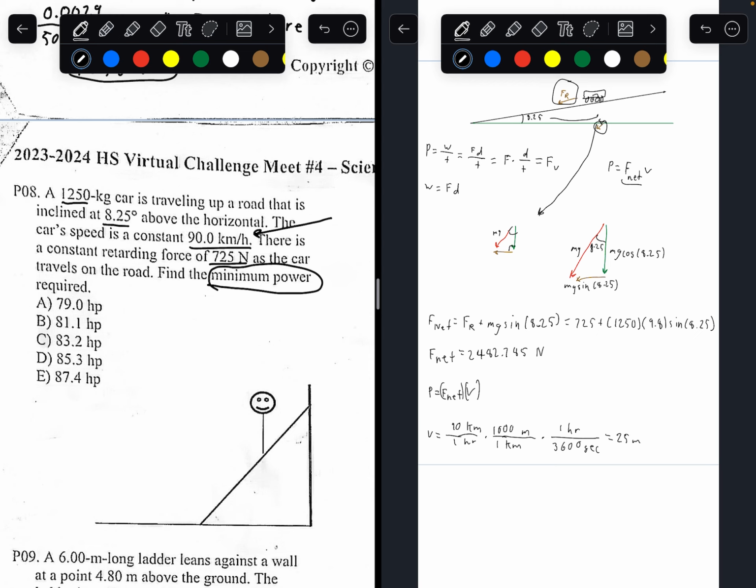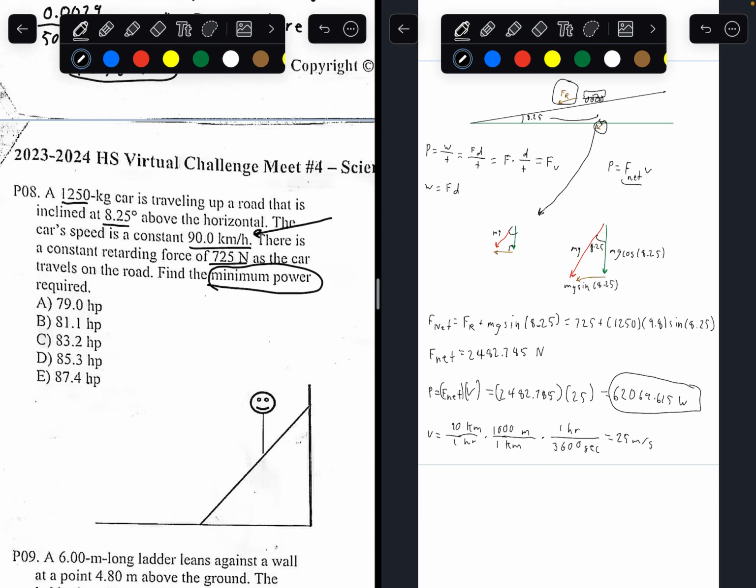The net force is going to be 2,482.785 and the velocity is 25 meters per second. So you get 62,069.615 watts. That's the power.